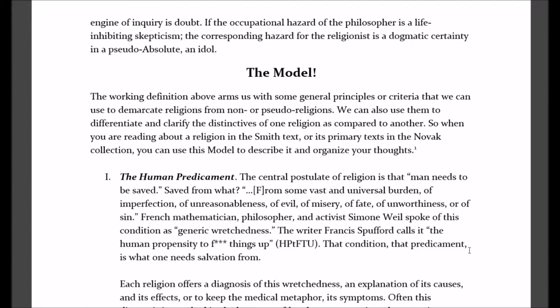So we've got three components to the model. Component number one is the human predicament. Excuse me. Component number two is salvation. Component number three is the supreme good for humans. So let's dig into these a little bit to explain what they mean.